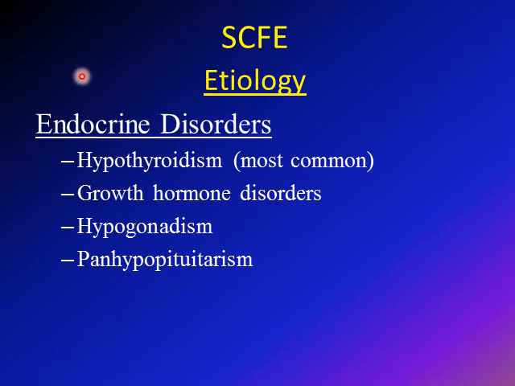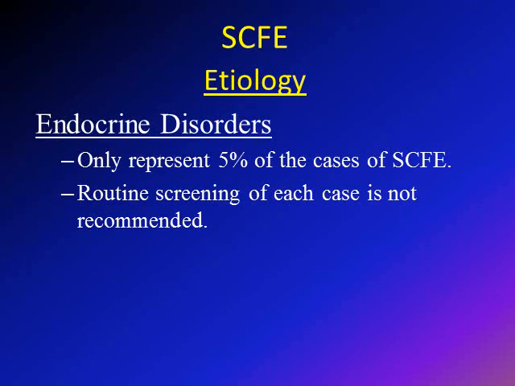So what are the endocrine disorders that can give a slipped capital femoral epiphysis? Most common is hypothyroidism. Growth hormone disorders and hypogonadism and panhypopituitarism are sometimes associated with the slipped capital femoral epiphysis. Remember that endocrine causes only represent 5% of cases of slipped capital femoral epiphysis, and the vast majority of cases are idiopathic.